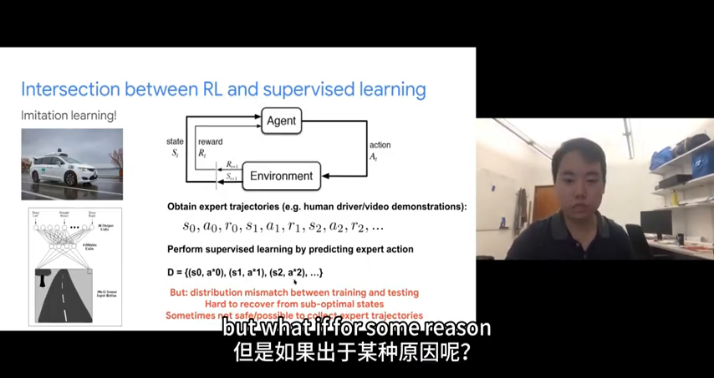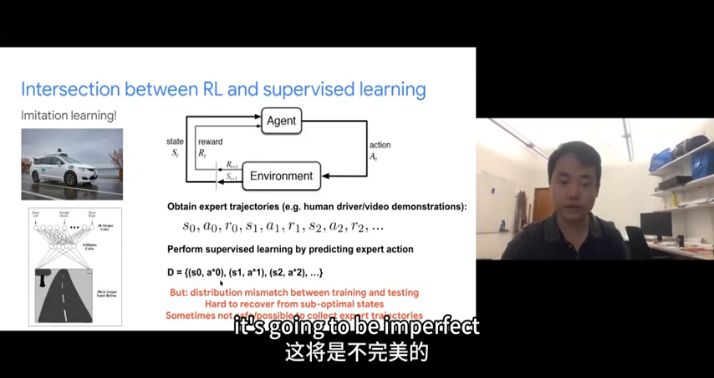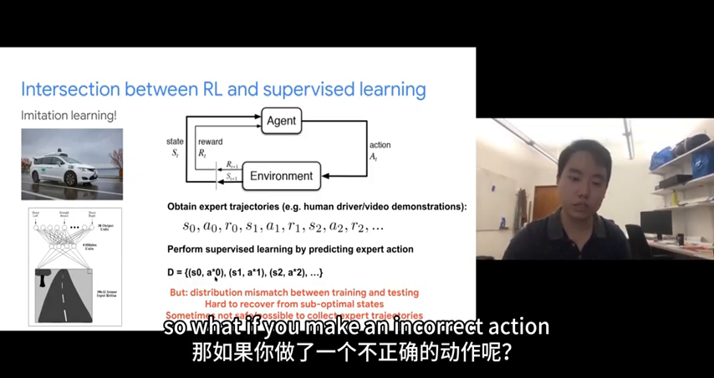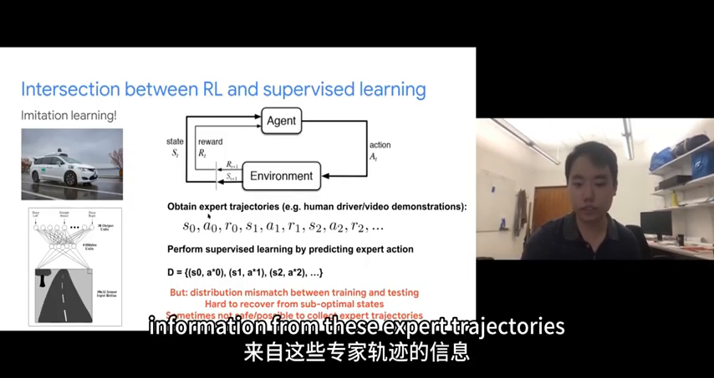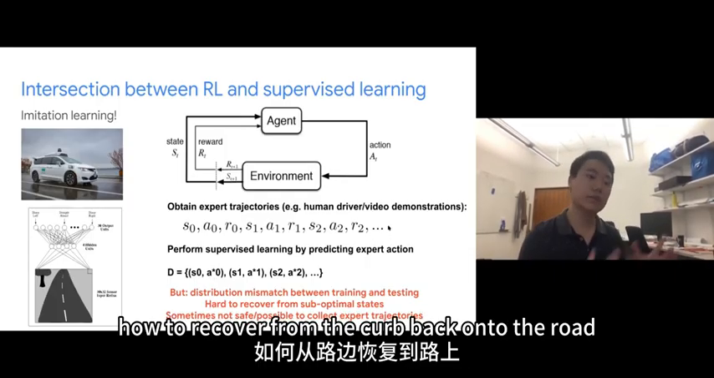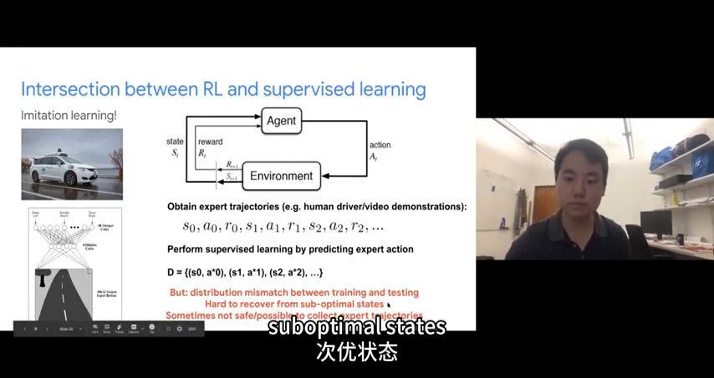But what if for some reason you make an incorrect action? Even if you do supervised learning, it's going to be imperfect. So what if you make an incorrect action and you end up on the curb? Then you're not going to get any information from these expert trajectories on how to recover from the curb back onto the road. So it's not going to be able to recover from these suboptimal states.